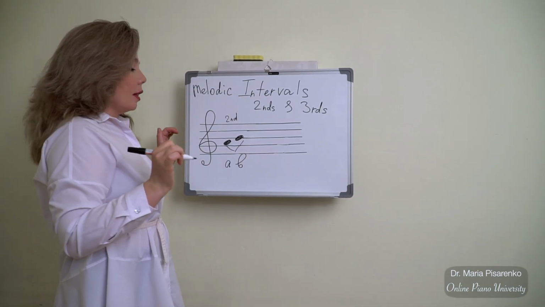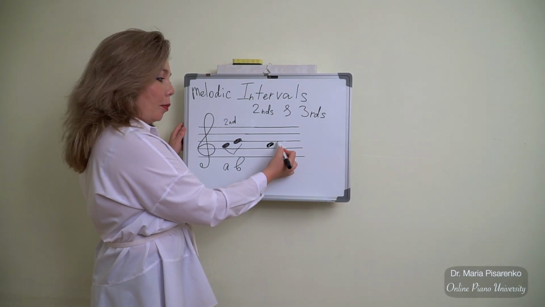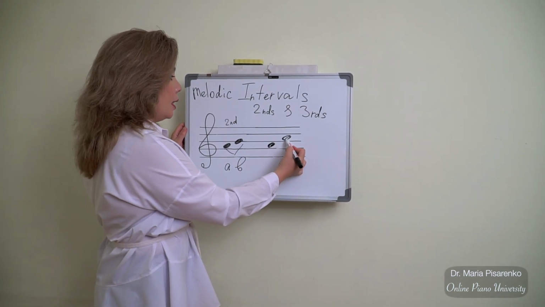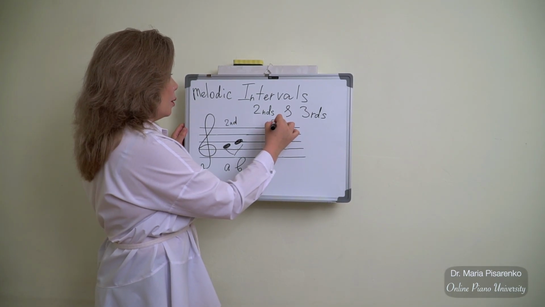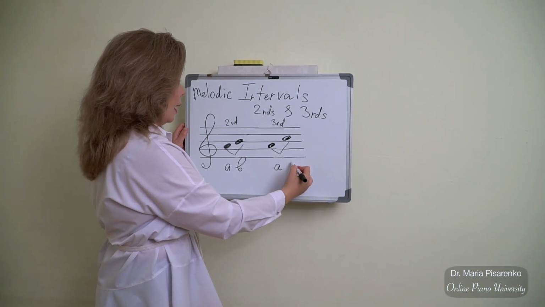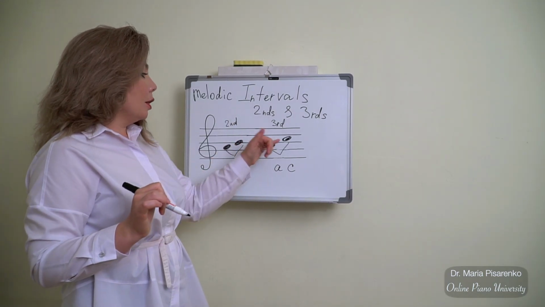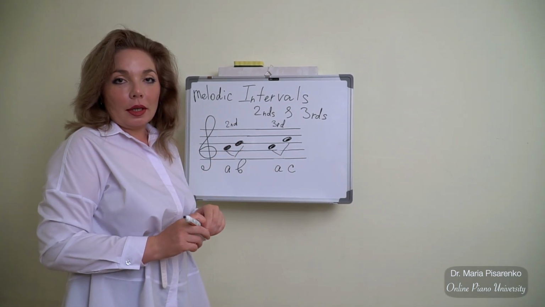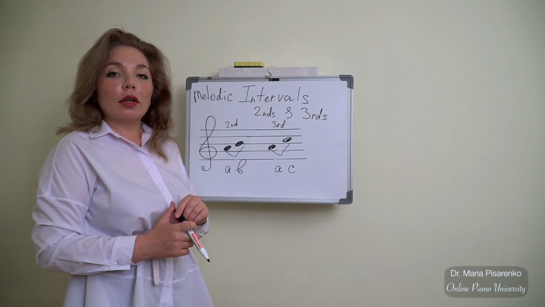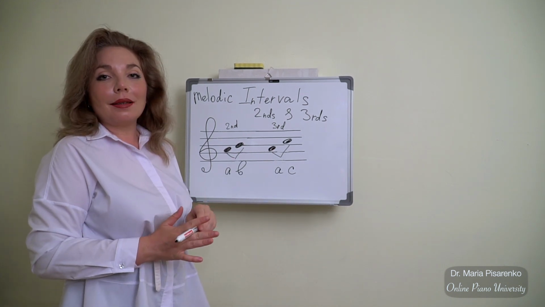Now let's look at the third. So you have A, you skip B, and you have C here. It's a third, A and C. So we have a melodic third. It's called melodic because you create a melody. It's a two-note melody.